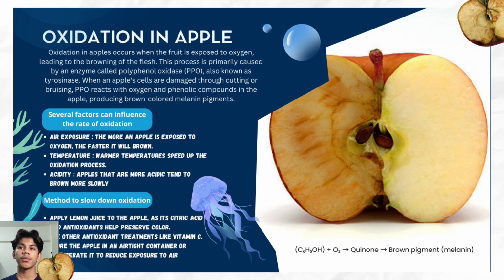Besides that, there are a few methods that can help to slow down the oxidation process. First, you can apply lemon juice to the apple, as its citric acid and antioxidants help preserve color. Secondly, you can use other antioxidant treatments like vitamin C. And the last one, you can store the apple in an airtight container or refrigerate it to reduce exposure to air.